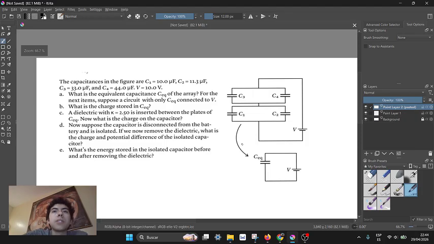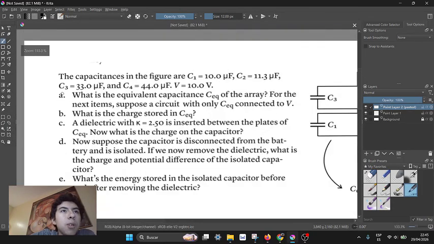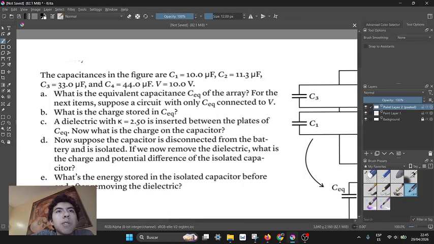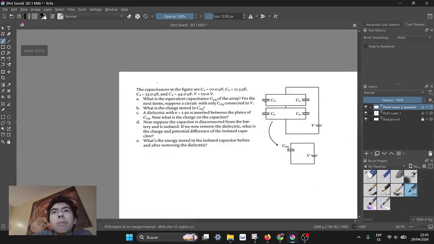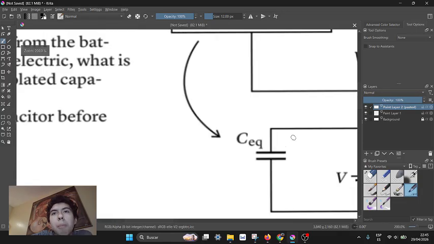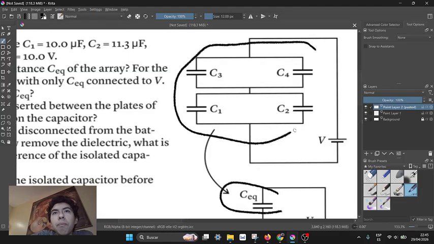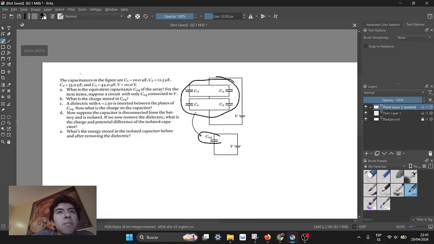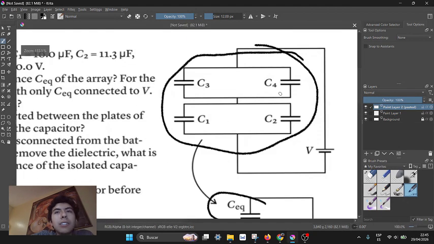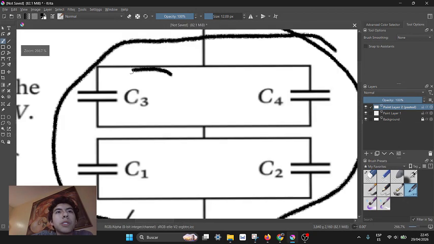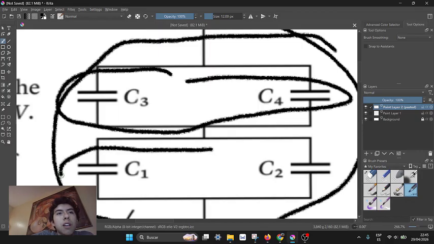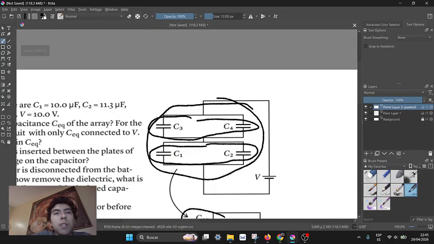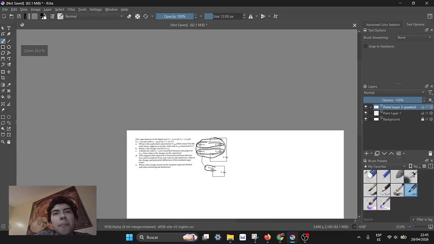So, this is going to be the problem for the capacitance that I'm going to do for the extra points. We're going to do A first off. What is the equivalent capacitance of CEQ in the array? So, this whole thing. Since these are capacitors, what we're going to do is first off combine both of these and both of these, and then we're going to do a whole combination again.